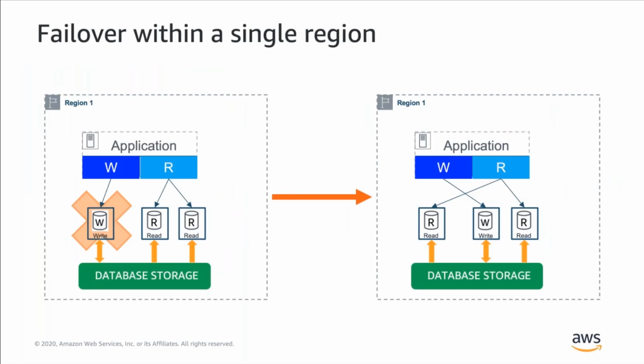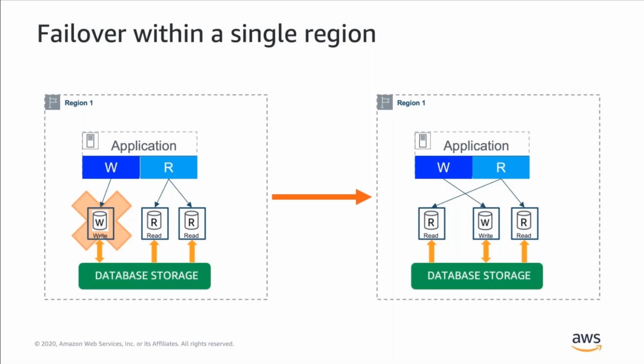But what's really important to understand when looking at Aurora Global Database is how things work when there are failures. That's part of what we built it for, to help you tolerate regional outages. But let's first start with failover within a single region.